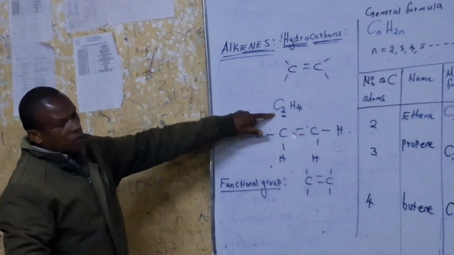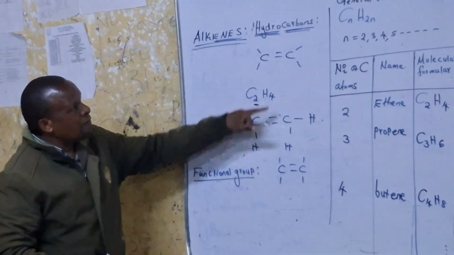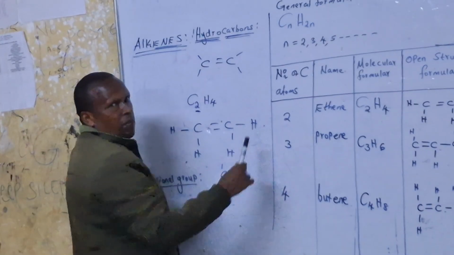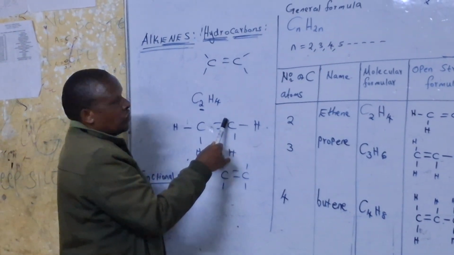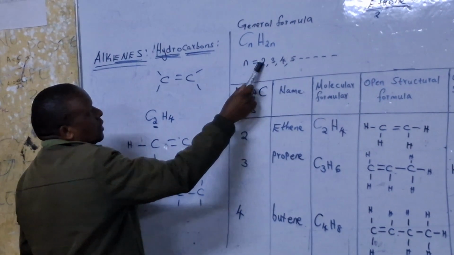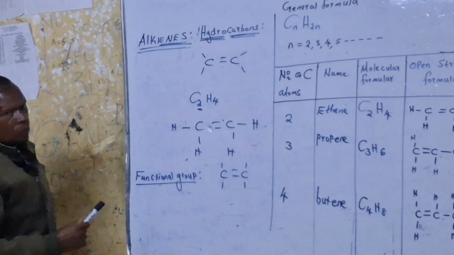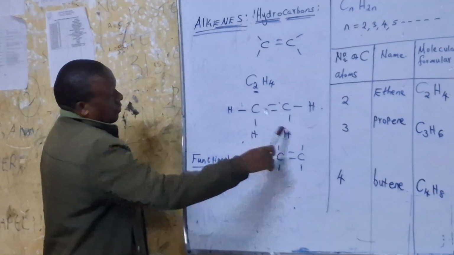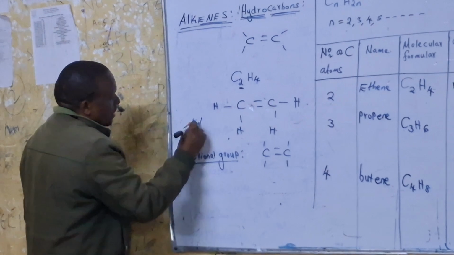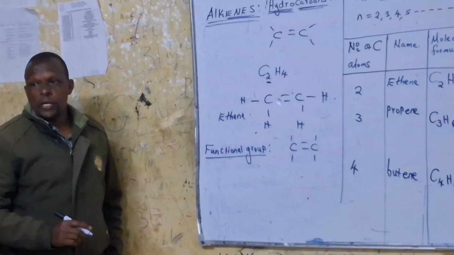So indeed, the molecular formula is C2H4. Why C2H4? Because n is equal to 2. You use the general formula to get this molecular formula: C2, H2n, 2 times 2, 4. Hence C2H4. Are you together? So this is the first member of the alkene series. The name is ethene.